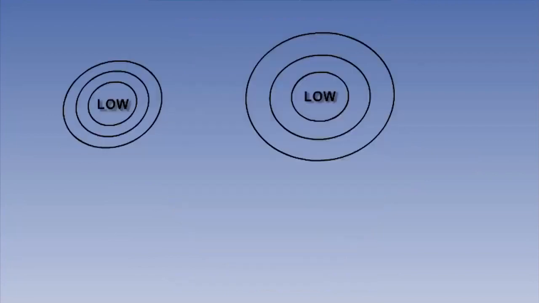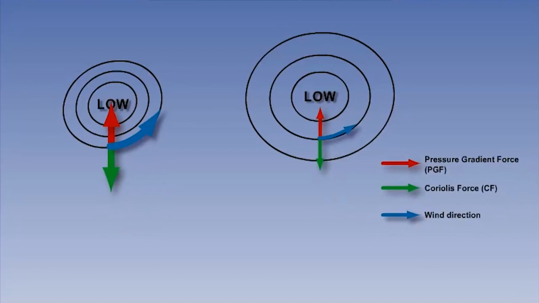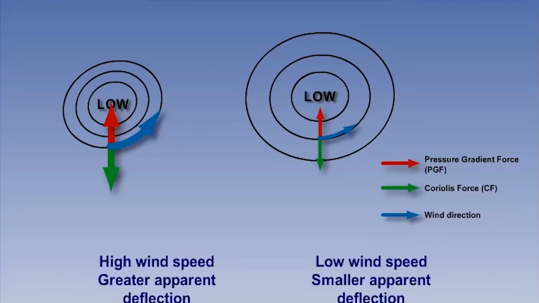There is one more point to learn about the Coriolis force. The condition that creates the Coriolis force, that is, the rotation of the Earth, is always present. However, the effects of the force, that is, the deflection of the wind, depends upon the speed of the wind. A high wind speed results in greater observed deflection. If there is no wind, there is no observed deflection. As a result, we can say that the Coriolis force is proportional to the wind speed.